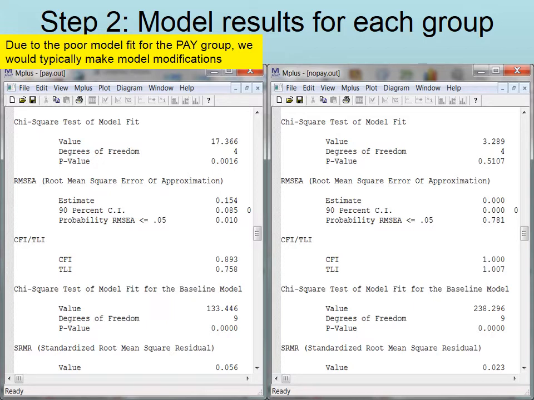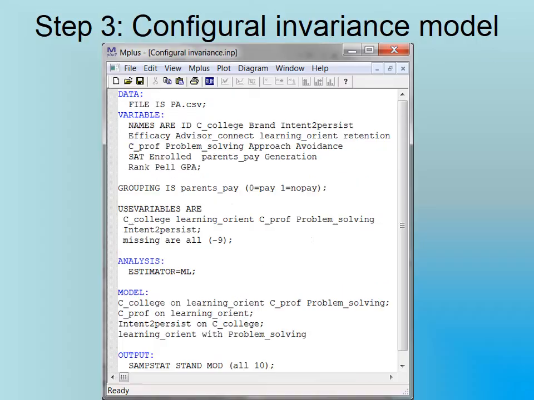But you can see just from these results that something is different across these two groups, that something is not invariant. The question is the path coefficients. Here's our configural invariance model in step 3. Really the only new code here is what's called grouping is parents pay, and then you have 0 equal pay and 1 equal no pay. Everything else in the model will be exactly the same.